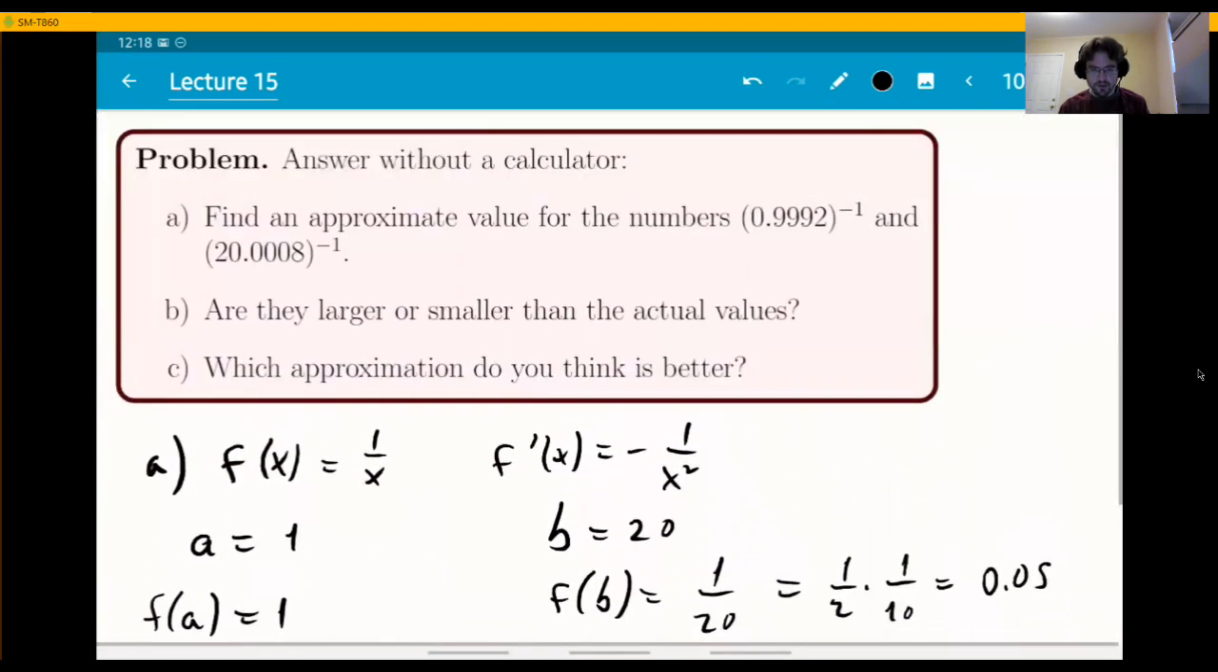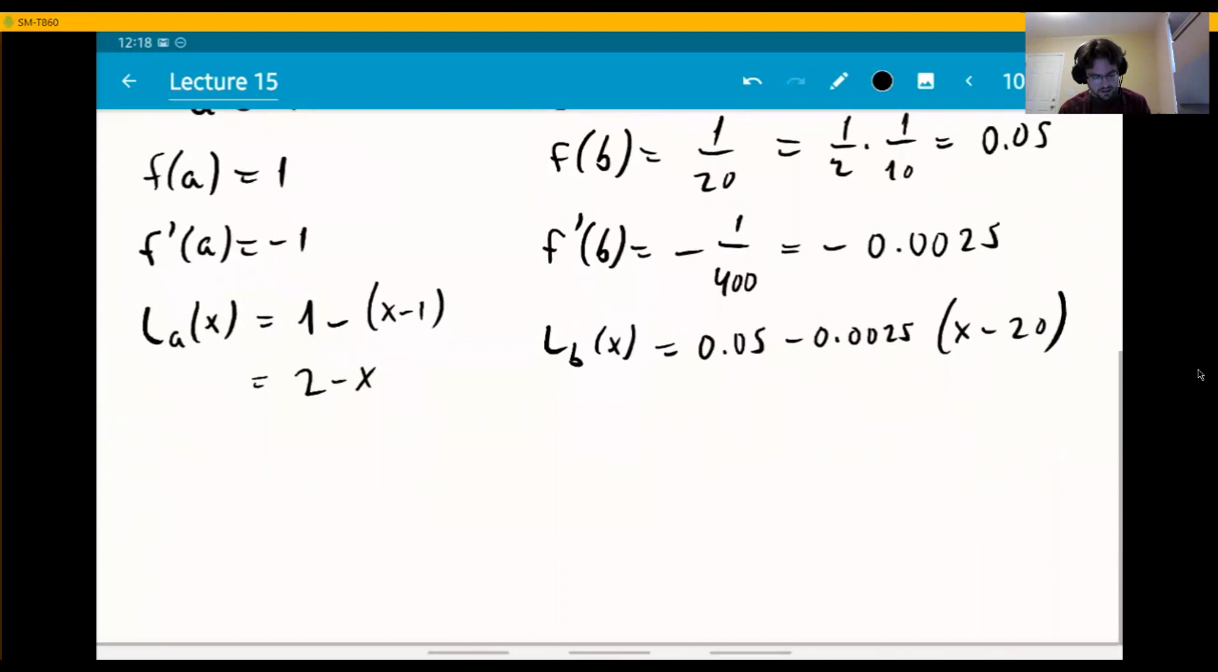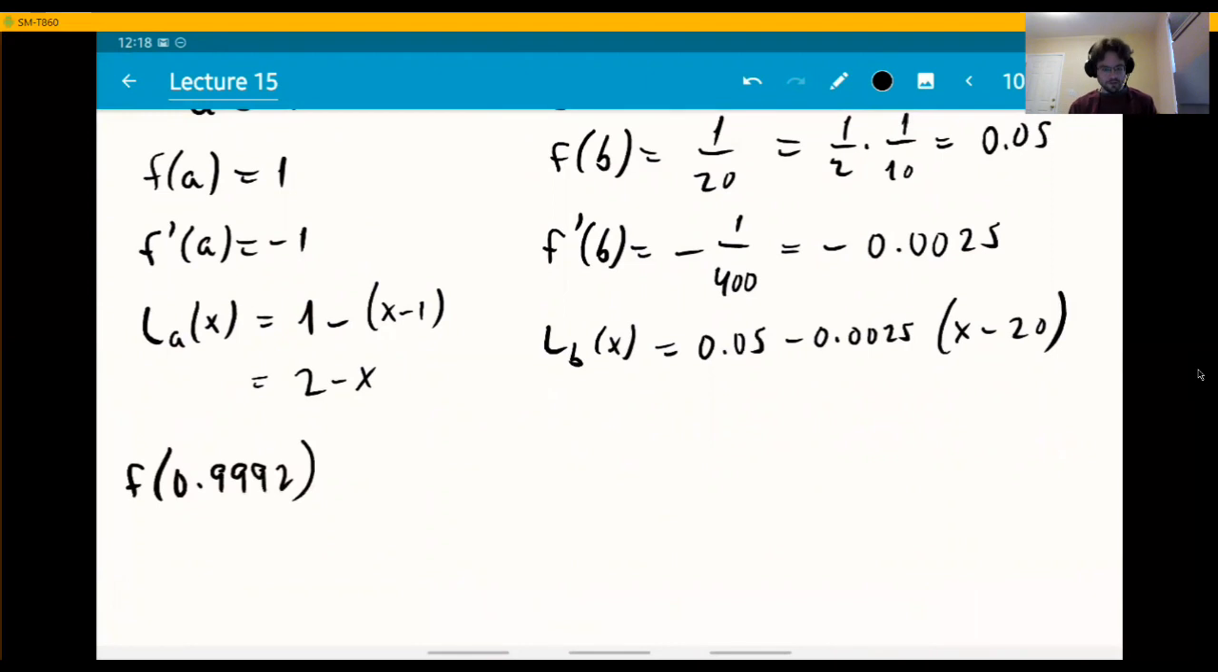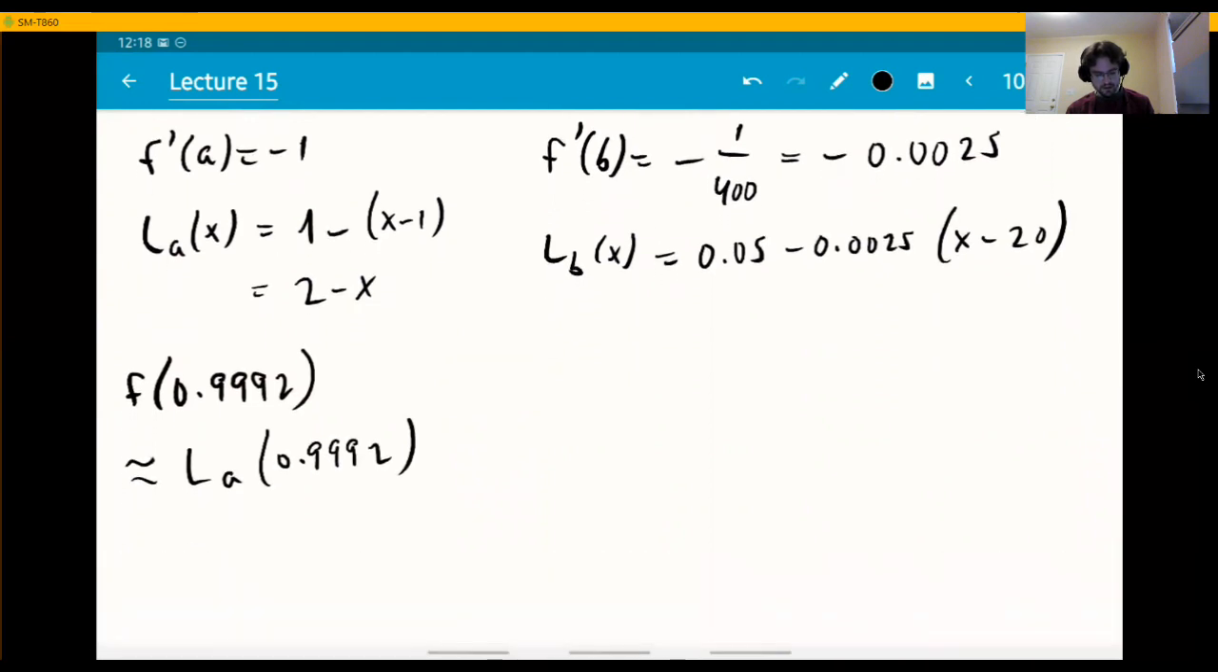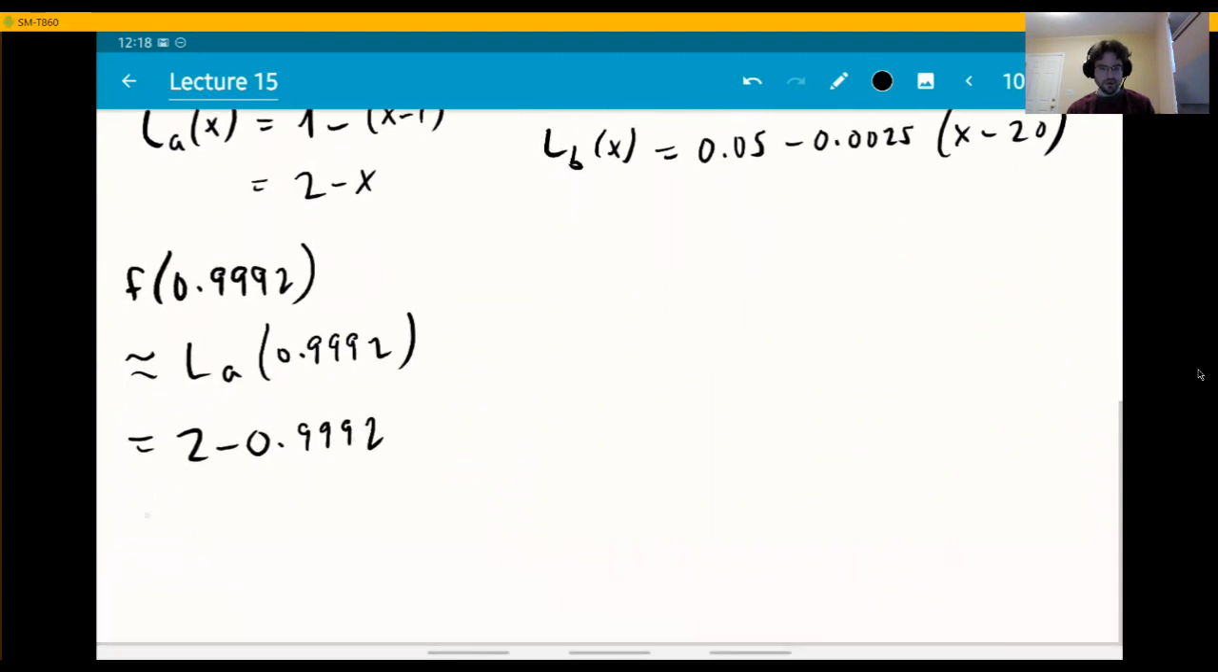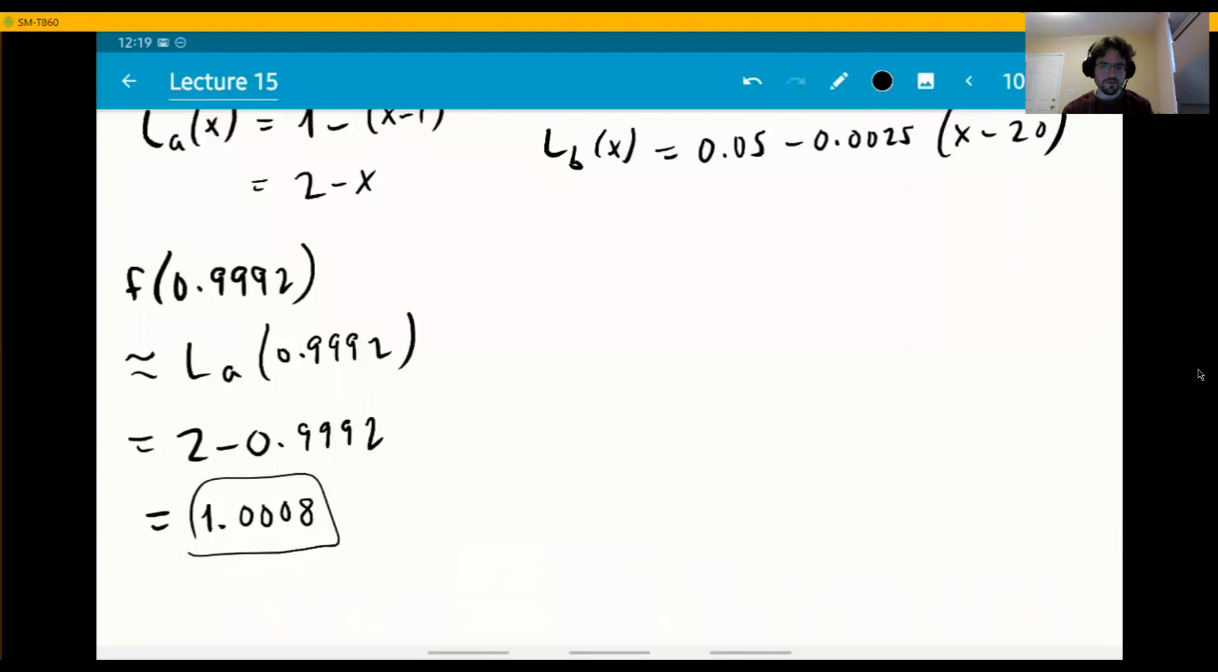So, okay, scrolling it back up, the two numbers that we're trying to approximate, 0.9992, 20.0008. So f of 0.9992 is approximately given by LA of that number. This number is close to A, which is 1. So that is just 2 minus that number, which we can compute very easily. That's 1.0008. This is the approximate value of the inverse of 0.9992.